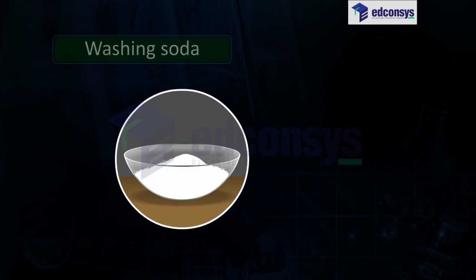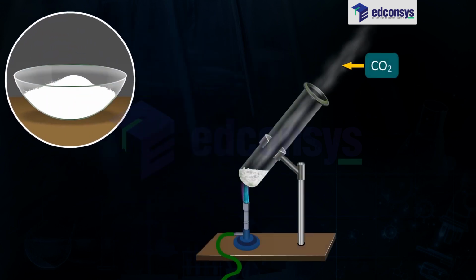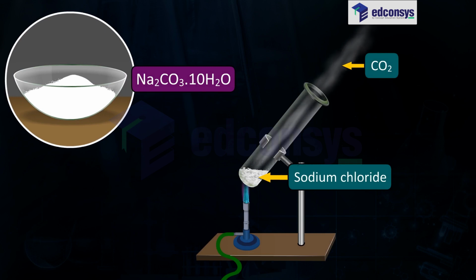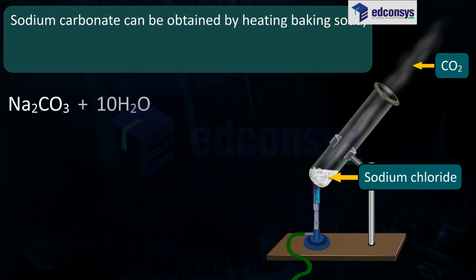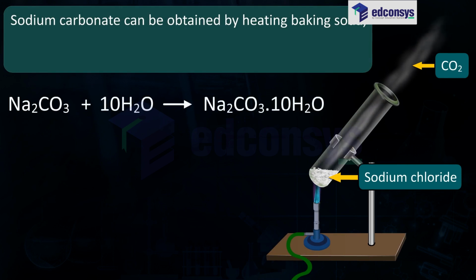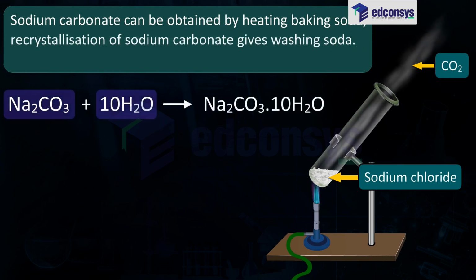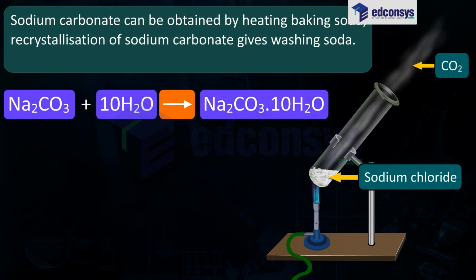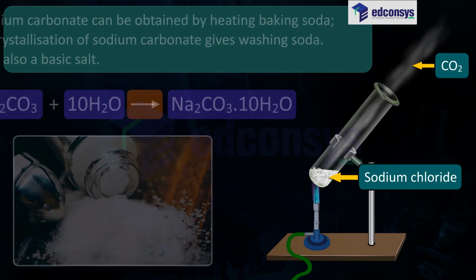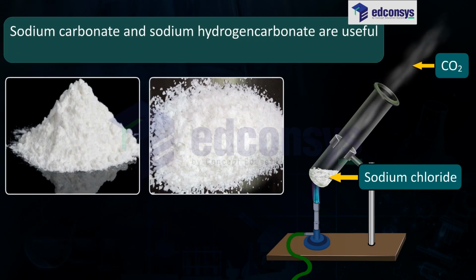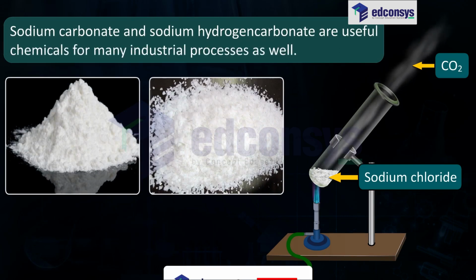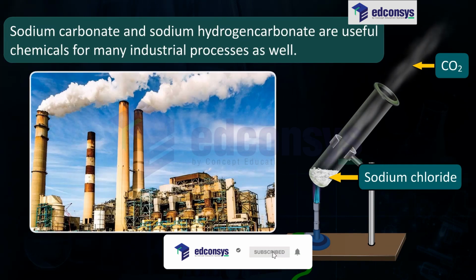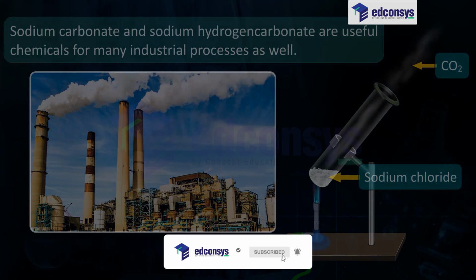Washing soda. Another chemical that can be obtained from sodium chloride is Na2CO3·10H2O. You have seen that sodium carbonate can be obtained by heating baking soda. Recrystallization of sodium carbonate gives washing soda. It is also a basic salt. Sodium carbonate and sodium hydrogen carbonate are useful chemicals for many industrial processes as well.